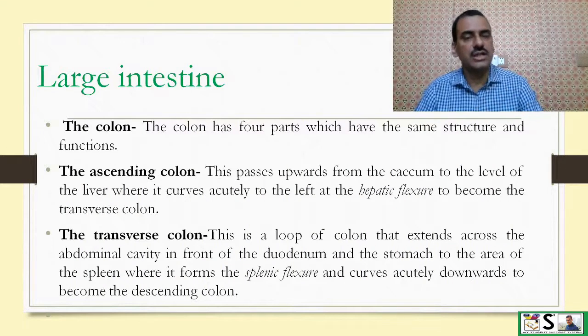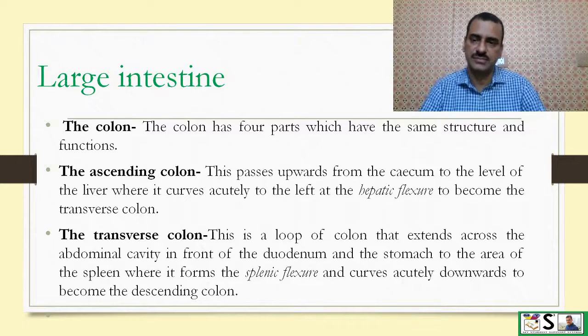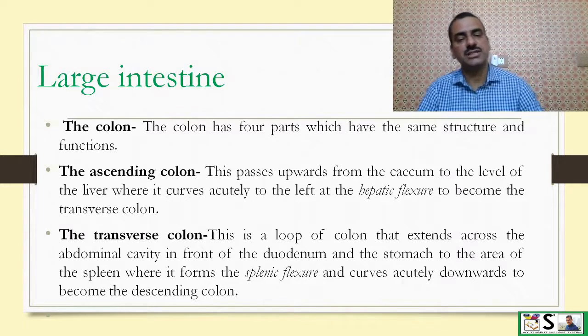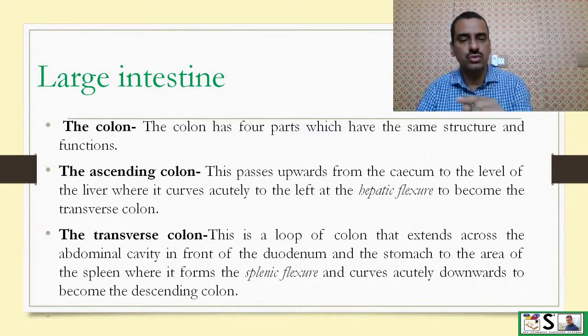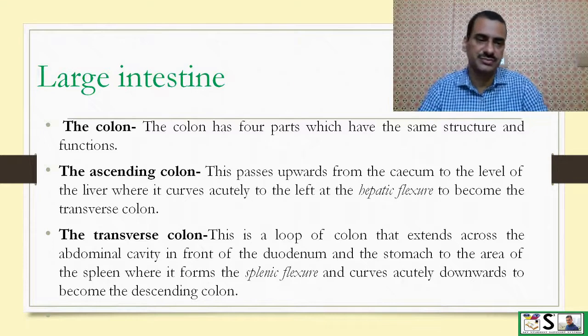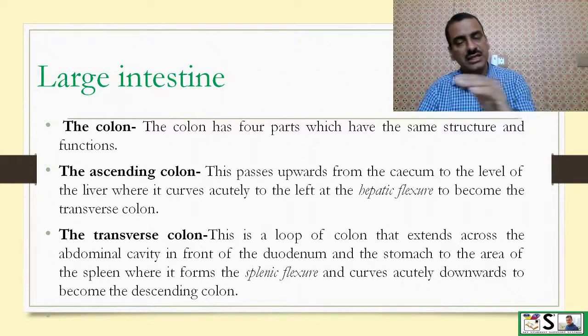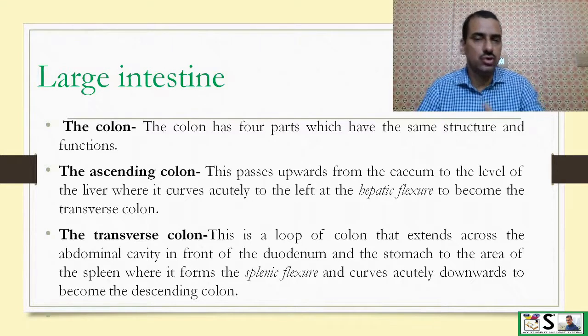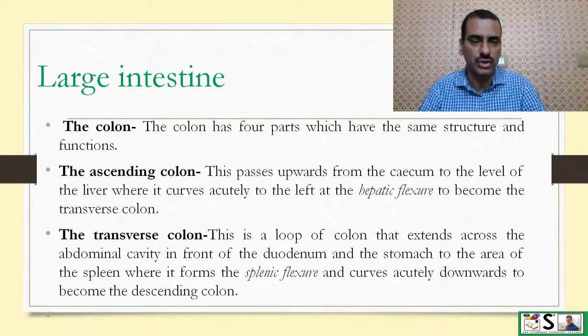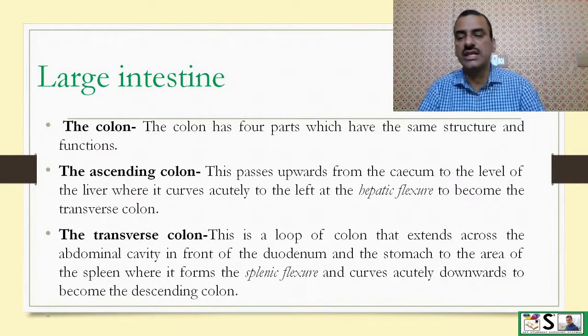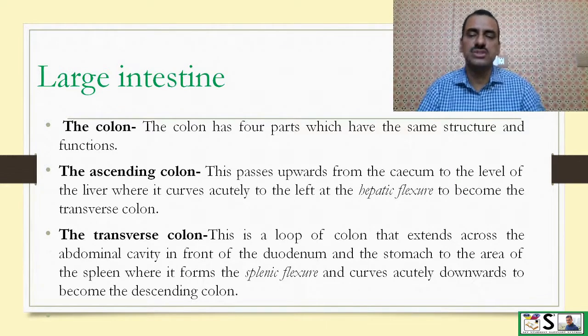Now the colon. The colon has again 4 parts which have the same structure and functions. Ascending colon. This passes upwards from the cecum to the level of the liver where it curves to the left at the hepatic flexure to become the transverse colon. Then there is the transverse colon. This is a loop of colon that extends across the abdominal cavity in front of the duodenum and the stomach to the area of the spleen where it forms the splenic flexure and curves acutely downwards and becomes the descending colon.